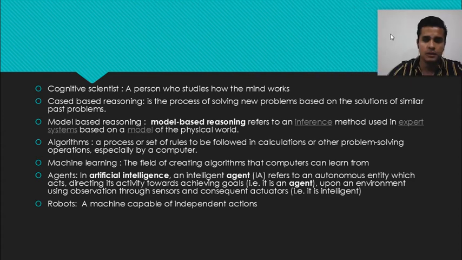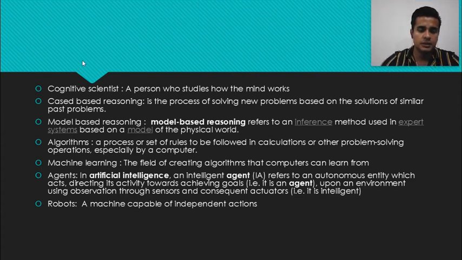Okay, so the first word is going to be cognitive scientist. What is this? Basically, this is the person who studies how the mind works. Okay, not a psychologist. Remember, in a way, psychologists do study how the mind works. However, they are more focused on other processes, basically. So a cognitive scientist is the person who studies how the mind works.